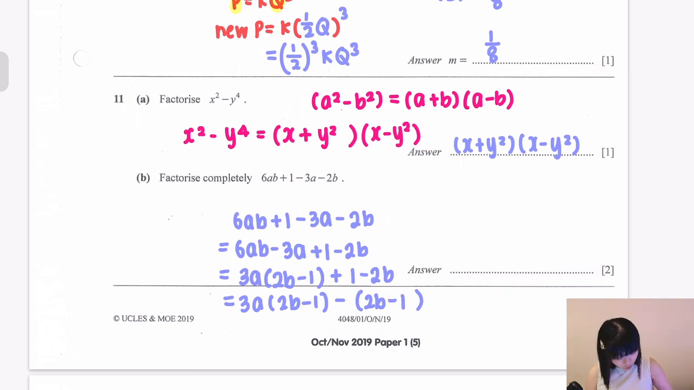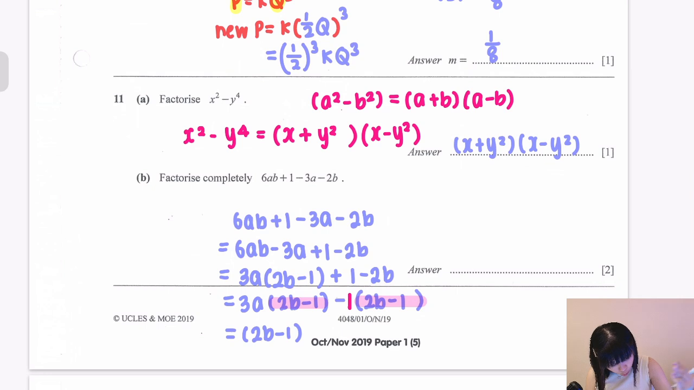And why it works is when you times it in, you realize negative times 2b, you get back negative 2b. Negative times negative 1, you get back positive 1. So it actually maintains the same value. So that's a trick you can do. Now, what happened here is you have the common factor, 2b minus 1. You can bring it out. By the way, in front of this bracket, if there's no number, it's a value of 1.